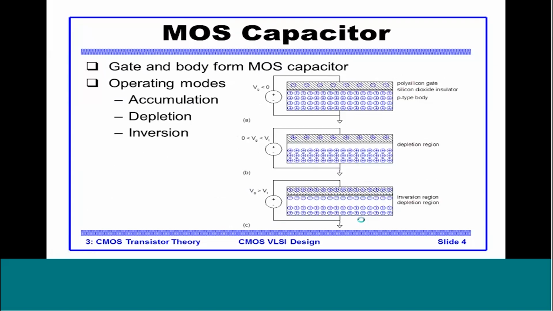So a MOS capacitor works in majorly three modes: accumulation, depletion, and inversion. These three regions are defined by the voltage on the gate and the voltage on the drain. We'll see each of these three regions in detail. Let's go to the next slide.